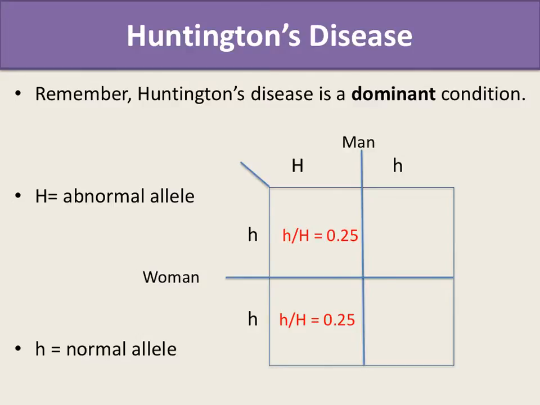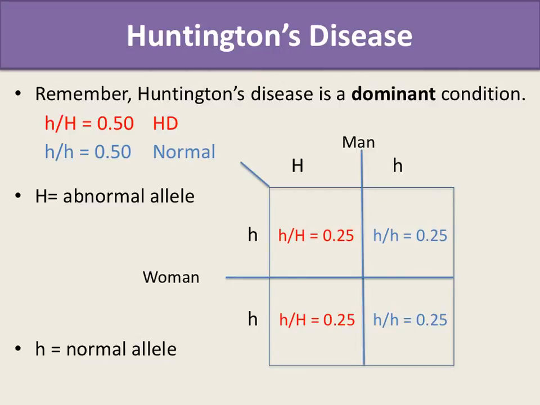So if we take the woman who's got a small h at the top, and the man who's got a large H, that's 25%, and the same thing on the bottom, h and large H, that's 25%. That means they both have a large allele, large H, which means that they will develop Huntington's disease.